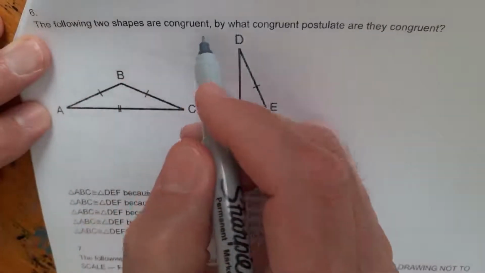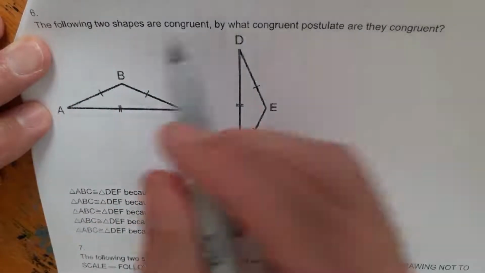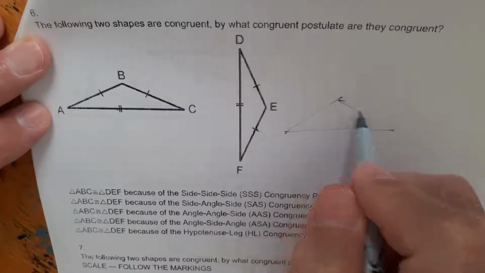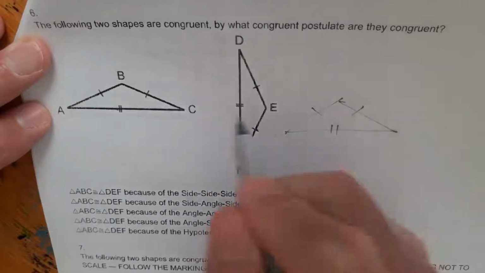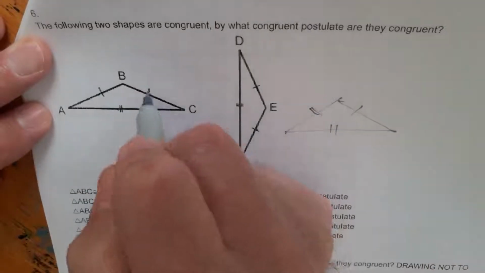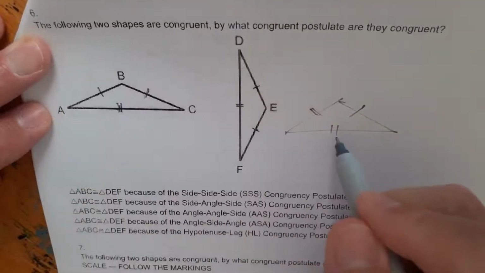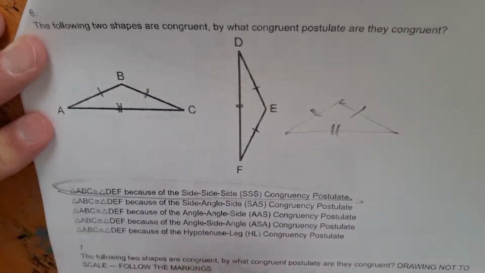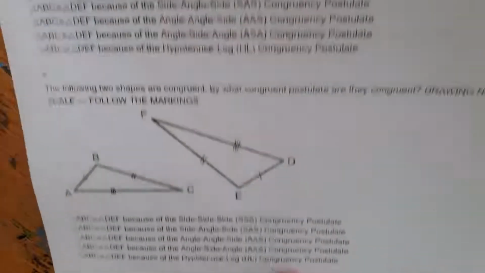The following two shapes are congruent. What is the postulate? Side, side, side. Remember, this would be laid down in a similar orientation. Now when we compare it, this one's equal to this one, and this one's equal to this one, and this one's equal to this one. Side, side, side congruency postulate.